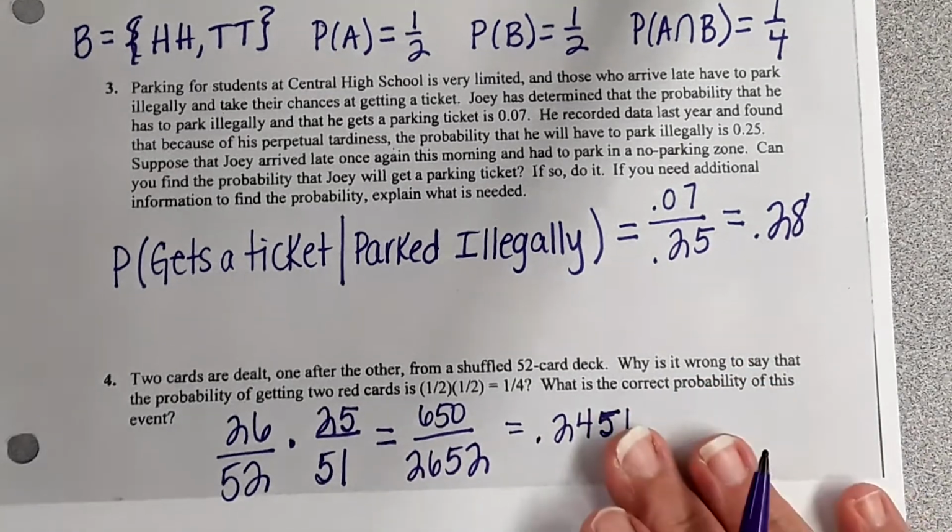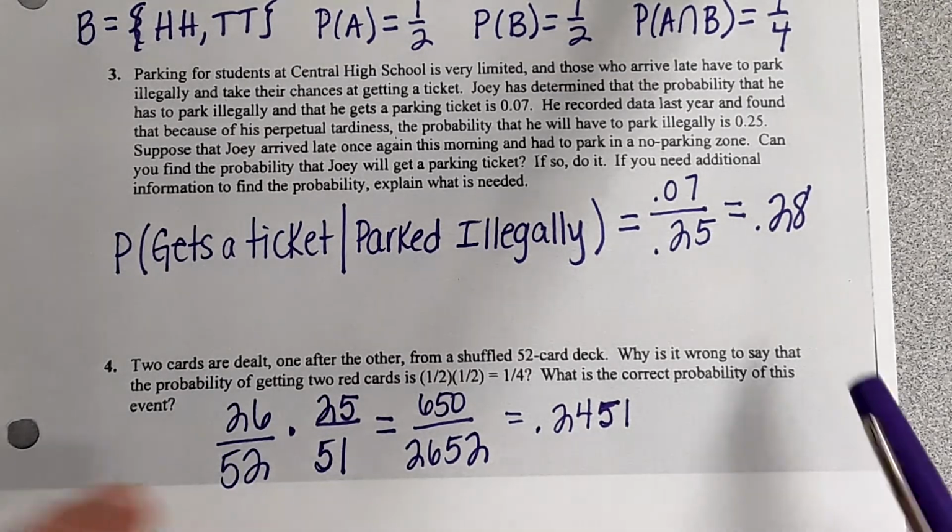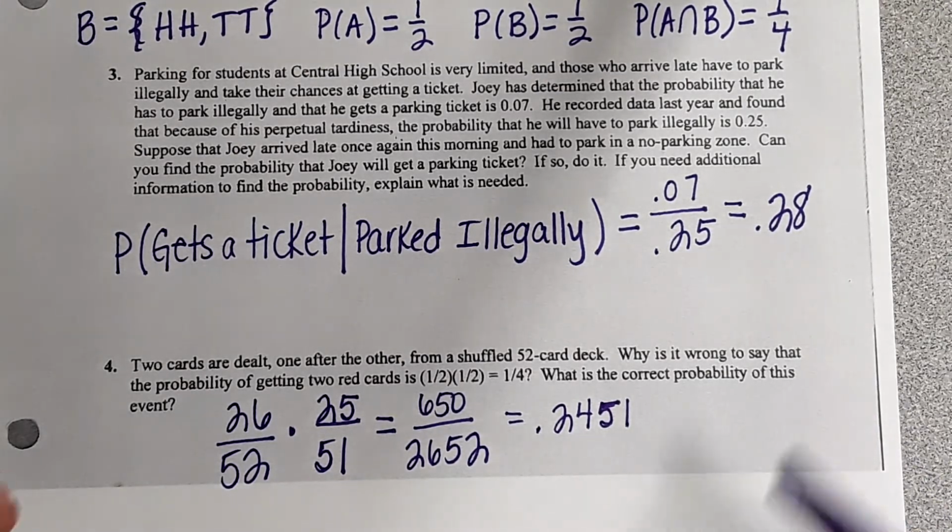It's close to what they thought though, right? It's not horrible, but it's not exactly a quarter. Now, you guys, I said out loud, why is it wrong to say that the probability of the cards is this? I didn't write it, so you should actually write it: because we did not replace the card that we took. That's why it's wrong to say that. It's because there was no replacement. So we had talked a little bit about that before break, that you really need to know if the problem is asking you to replace what you took out or not. Because if you do not replace it, now it's not an independent event anymore. It's a dependent event because it depends on what happened the first time. Okay?